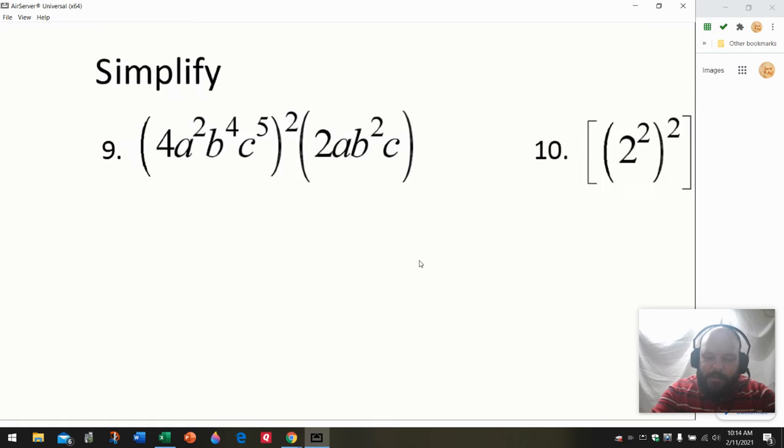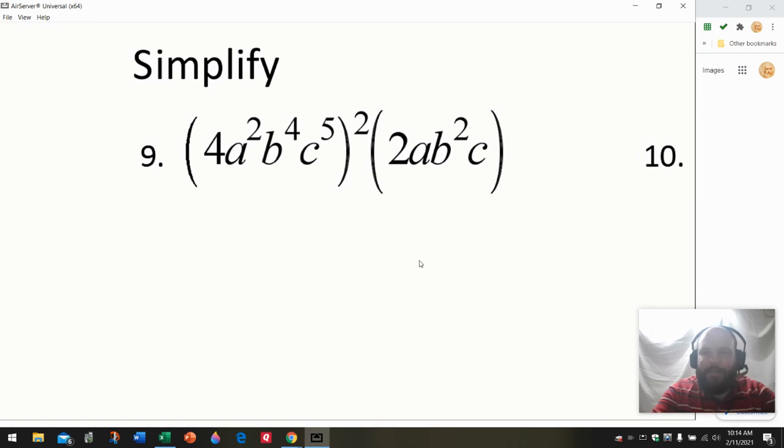Now, number 9 and number 10 are the last two we're going to take a look at. These are the most complicated ones on this worksheet, and so there's a lot going on here. We have two different algebraic expressions that are being multiplied together, and one of them has a power on the outside. So there's a lot going on.